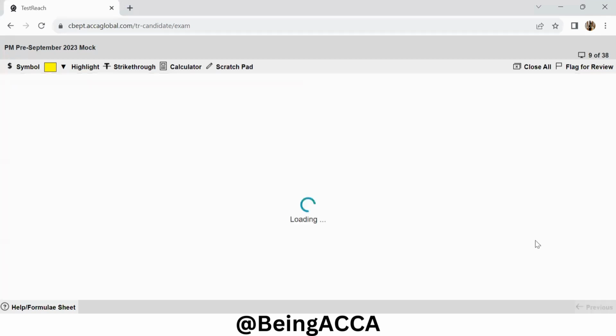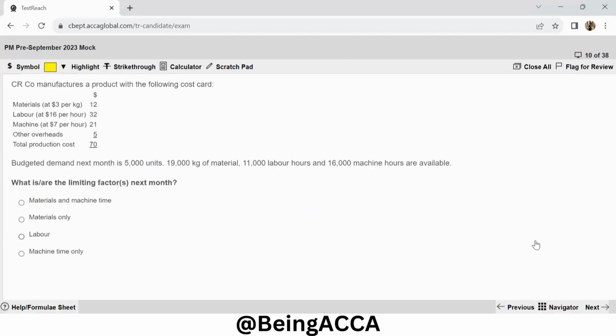So moving on to the next one. This is question number 10. CR company manufactures a product with the following cost card: material, labor, machine, and other overheads, and the total production cost is also given to us. We need to find out the limiting factor for the next month. So the budgeted demand is 5,000 units. We have 19,000 kg of material, 11,000 labor hours, and 16,000 machine hours. So let's see how much of each of these units we are needing. So let me write this over here.